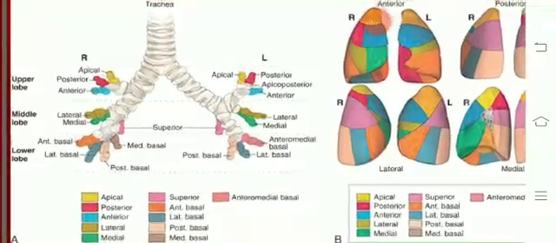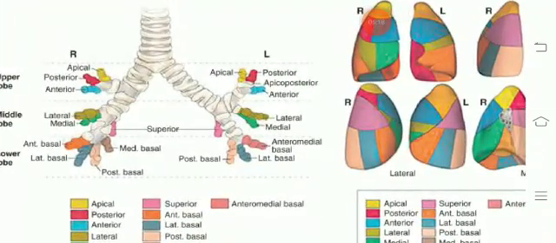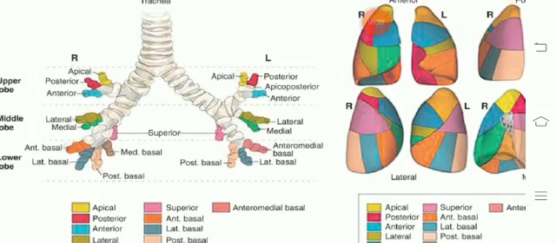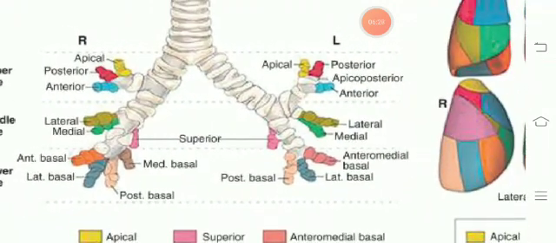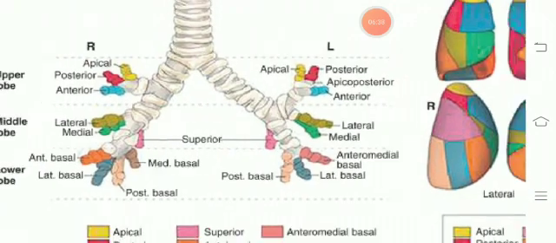So look at that. You find 10 segments on either side, right lung and left lung. In the upper lobe you are seeing 3. That is apical, anterior and posterior on the right side. Then the middle lobe you have got medial and lateral. Lower lobe you get 5 segments on the right. That is superior, anterobasal, posterobasal, medial basal and lateral basal on the right side.